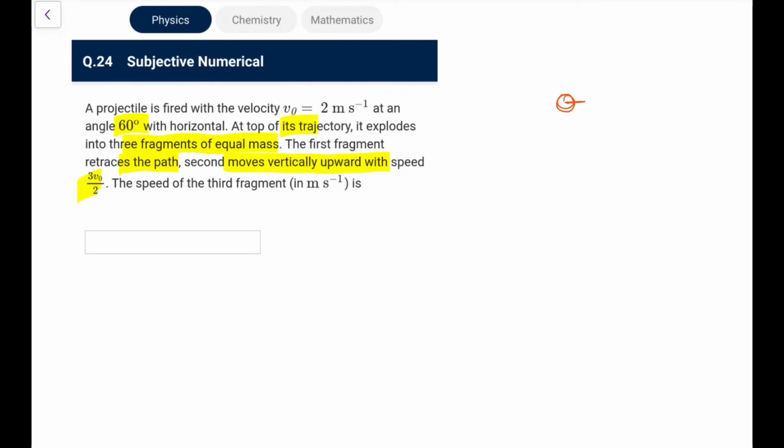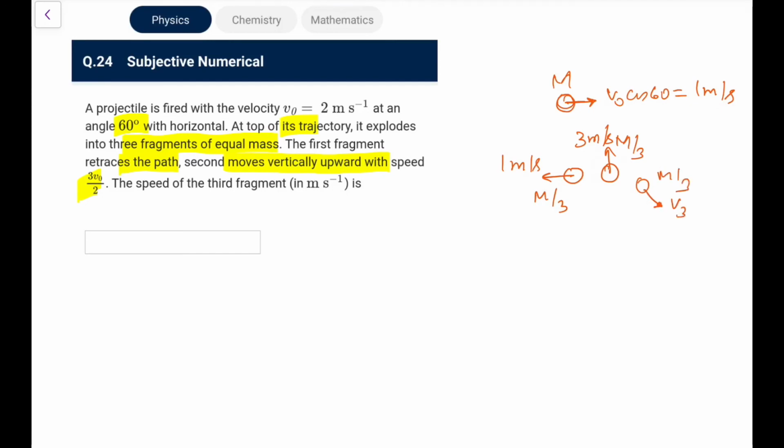So apply momentum conservation. Before breaking, the velocity of complete mass m was v naught cos 60, which you can say is 1 meter per second. Now after breaking, one retraces, that means it goes with 1 meter per second. This is m by 3. One goes with, and this m by 3 with 3 v naught by 2, that would be 3 meter per second. So where will the third one be going? Definitely it would be going like this. Let's call it v3, again m by 3.